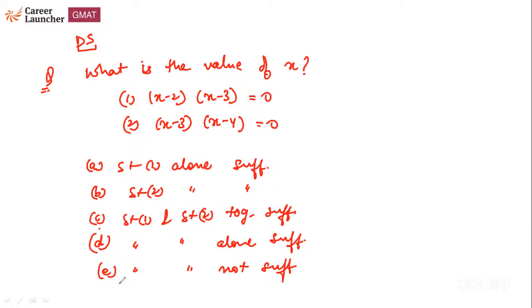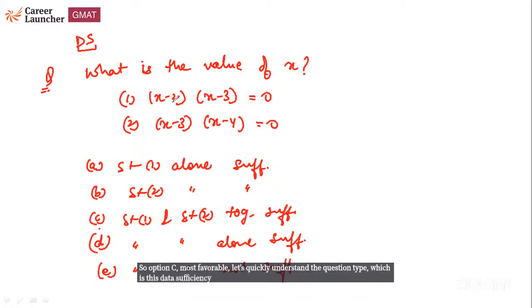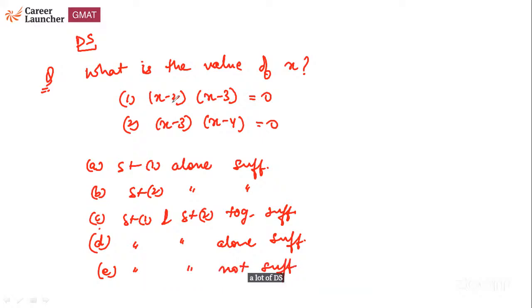Okay, let's end here. Last five, four, three, two, and one. So option C, most favorable. Let's quickly understand the question type, which is this data sufficiency, and that will help you do a lot of DS questions. Followed by option A, 25%.